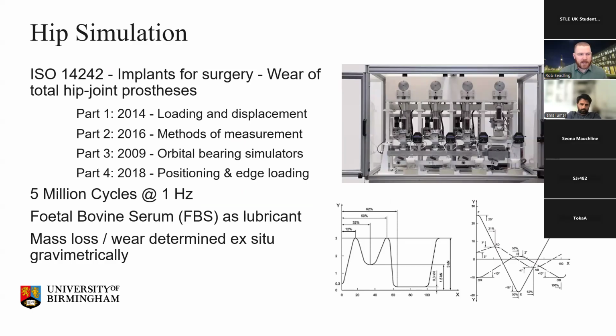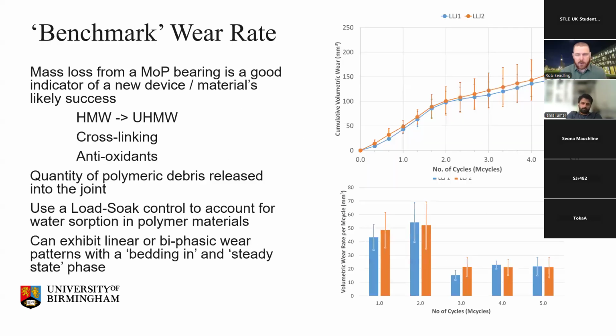We run these tests out for 5 million cycles at 1 hertz, so they take anywhere from 3 to 5 months to run. We use fetal bovine serum as a lubricant because it has some of the same constituent proteins as synovial fluid, and we essentially run these devices, take the parts off, clean them, and then weigh them to get a gravimetric mass loss. And we use this gravimetric mass loss to assess the wear rate of new device designs, new materials, but essentially what we're doing is getting a benchmark wear rate.